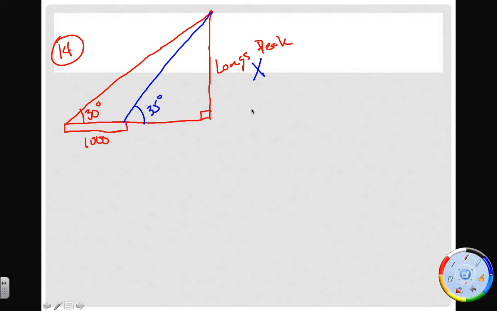This one's going to be hard. So here's what we want to do. I think we kind of need this little distance between the peak and where you're standing.